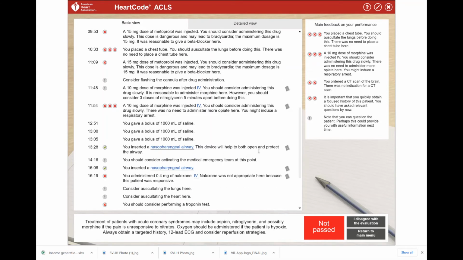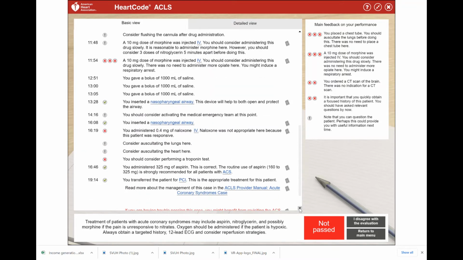We put an NPA, which protected the airway, which was actually needed because of the morphine that we'd given. And then we give naloxone, which is not appropriate because the patient was responsive. They were not responsive. So this is an error of this scenario. The patient was unresponsive, but they haven't picked up on it.